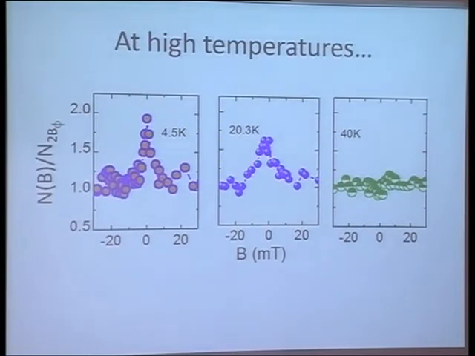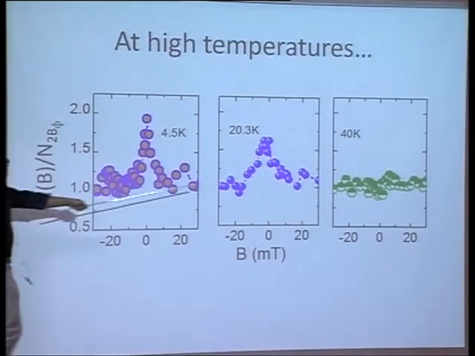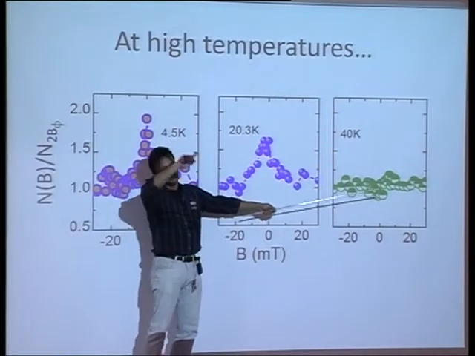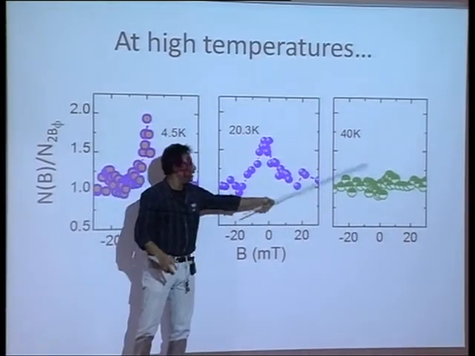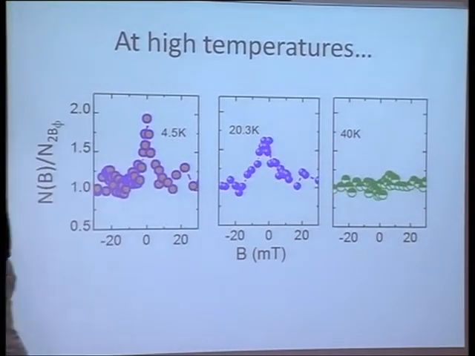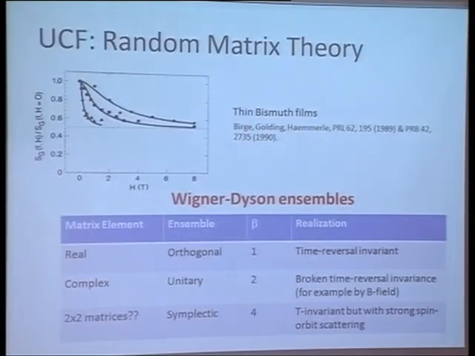As you increase the temperature, when the phase breaking length becomes smaller than the elastic scattering length, the weak localization and UCF corrections are gone. So there is nothing left at high temperatures, only pure quantum effects at low temperatures. This is the answer to why this factor of two dependence comes. This has been observed in bismuth films and silver films for the last 20 years.